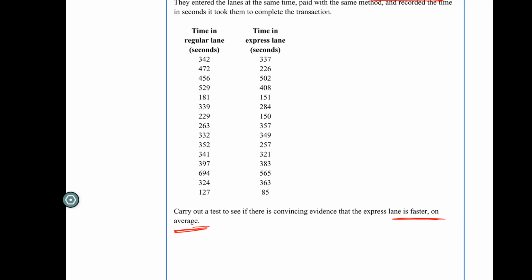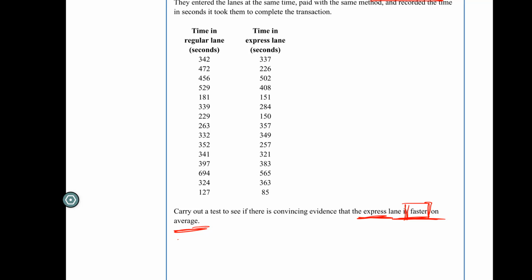So a couple of things are going to help me out here, right? This key phrasing of the word average tells me I'm looking at t-scores, right? We're looking at means, so we want to make sure we pay attention to that. The other thing that I notice is that we have this word, faster. This is indicating a direction. We think the express lane is faster on average.